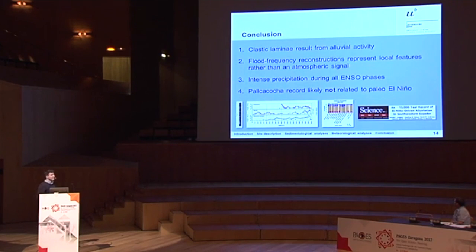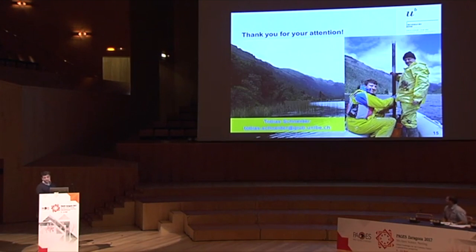So we totally agree, those flood layers are classic laminae resulting from alluvial activity. Moreover, the flood frequencies are not consistent. They rather represent local features than bigger atmospheric pictures, and the intense precipitation can occur during El Niño, La Niña, or neutral phase, and moreover that probably the record of Paikakocha is highly probable to not relate to paleo El Niño only, and that it's overprinted by other things. Thanks a lot for your attention.